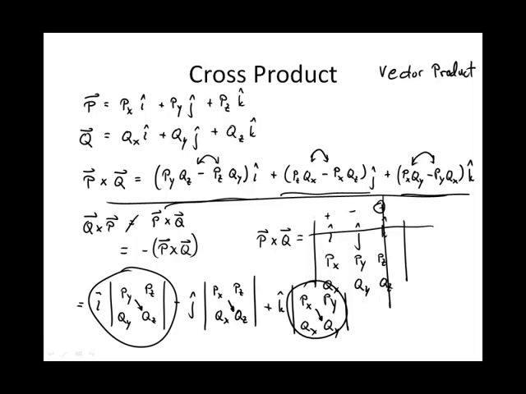So I always find it easier to remember the determinant. i, j, k, then the x component, y component, z component, then the x component, y component, z component of the second vector quantity.